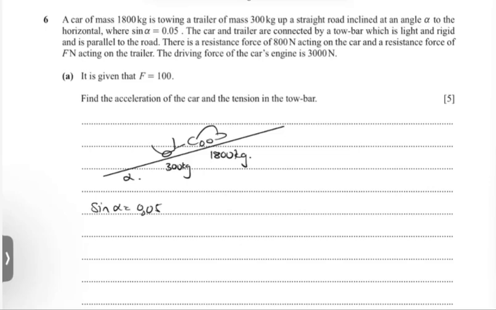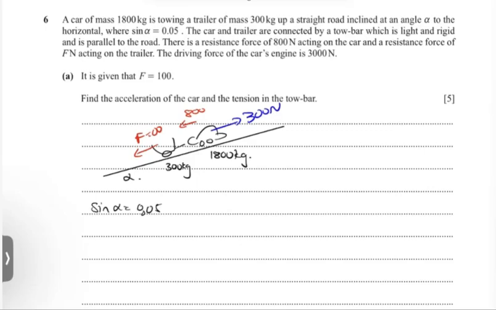There's a resistive force of 800 on the car. So make sure you get the right thing on the right vehicle. And F acting on the trailer. The driving force of the car's engine is 3000 Newton. Okay, because we're on an incline, we also need to include the weight components of the car that are going down, the car and the trailer. Okay, it is given that F is 100. Find the acceleration of the car and the tension in the tow bar.